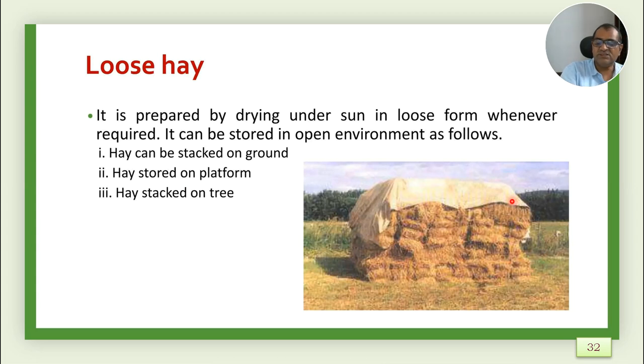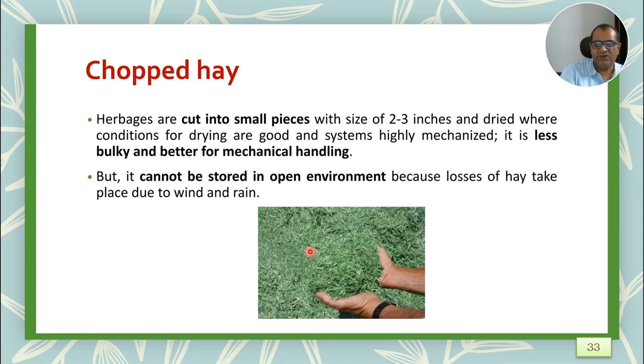Whereas this hay is planted on the earth. Then chopped hay is like this. You can go to the photograph. The herbaceous plants are cut into smaller pieces of 2 to 3 inches and dried where conditions for drying are very good and systems highly mechanized, and it is less bulky and better for mechanical handling. But it cannot be stored in an open environment because losses of the hay take place due to wind and also rain. So this is the advantage and disadvantage of the chopped hay.